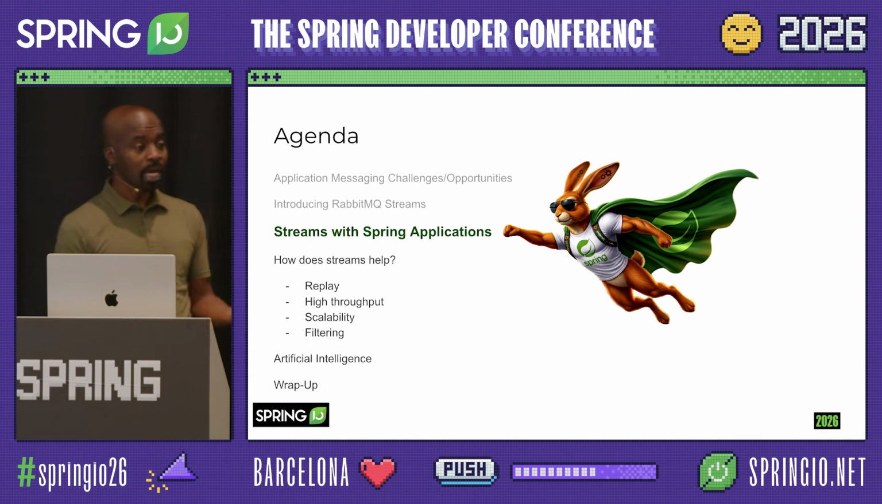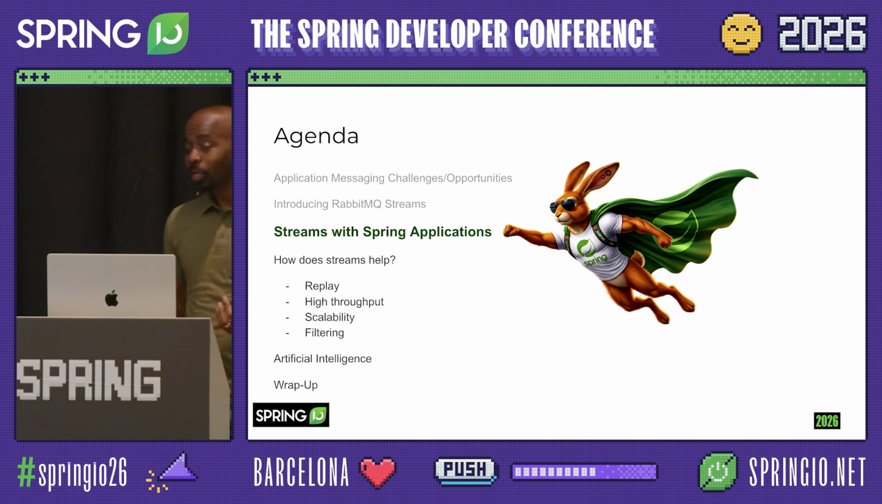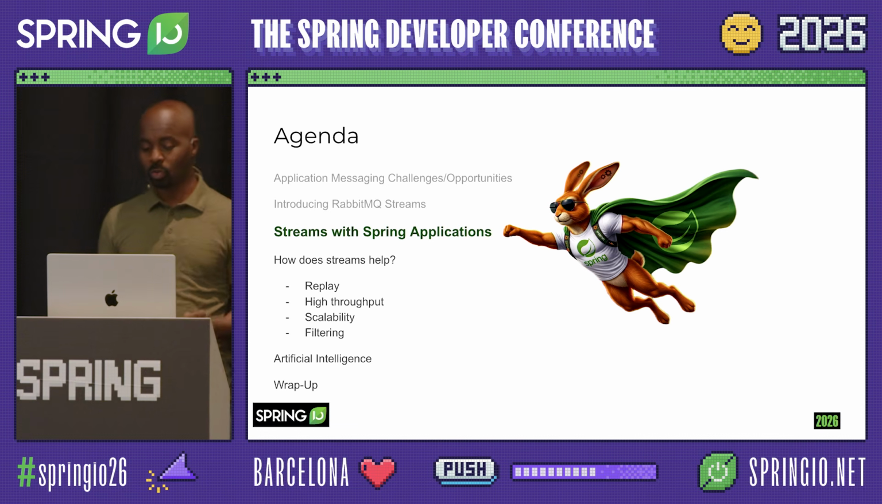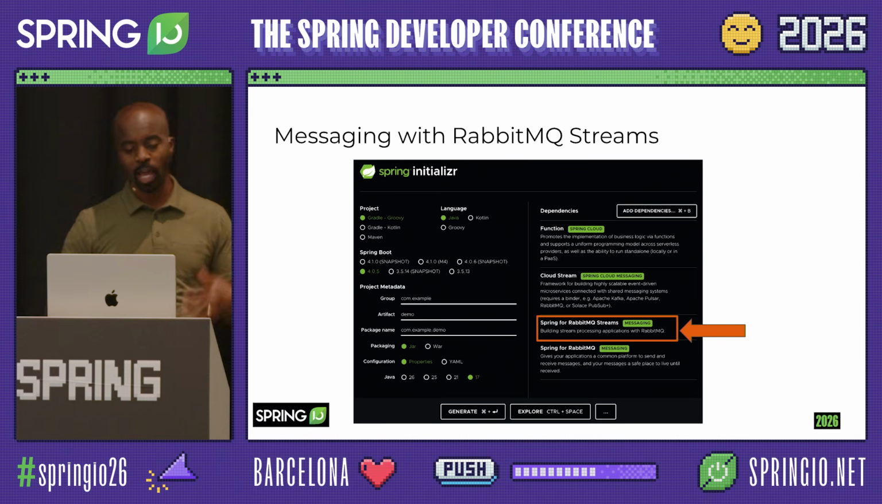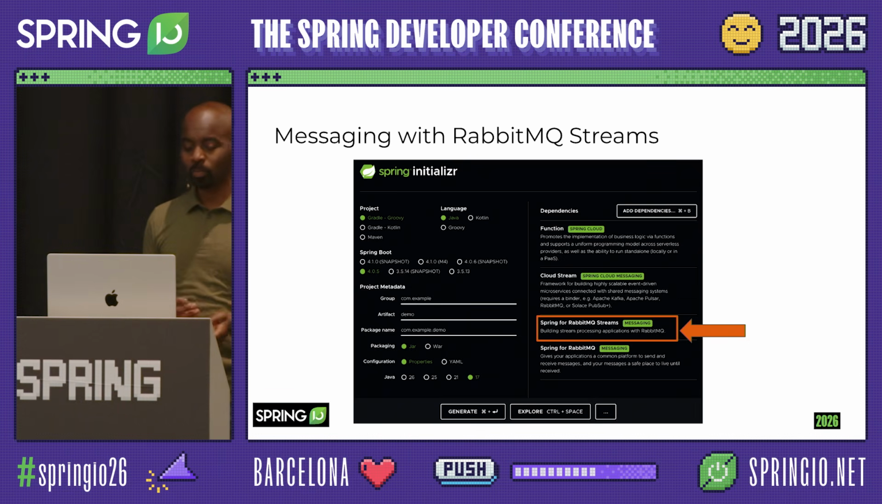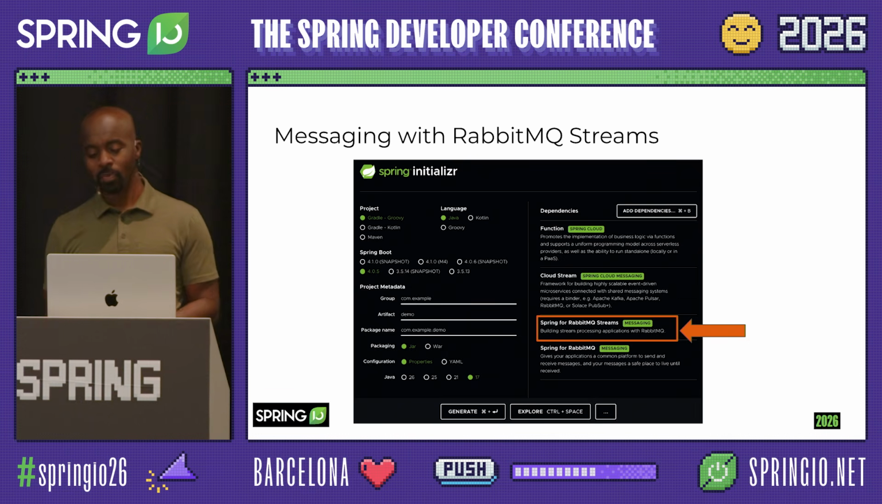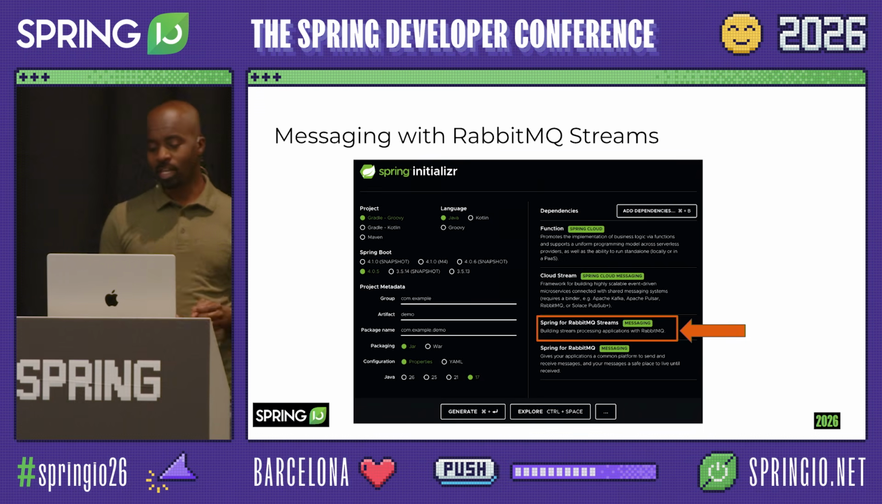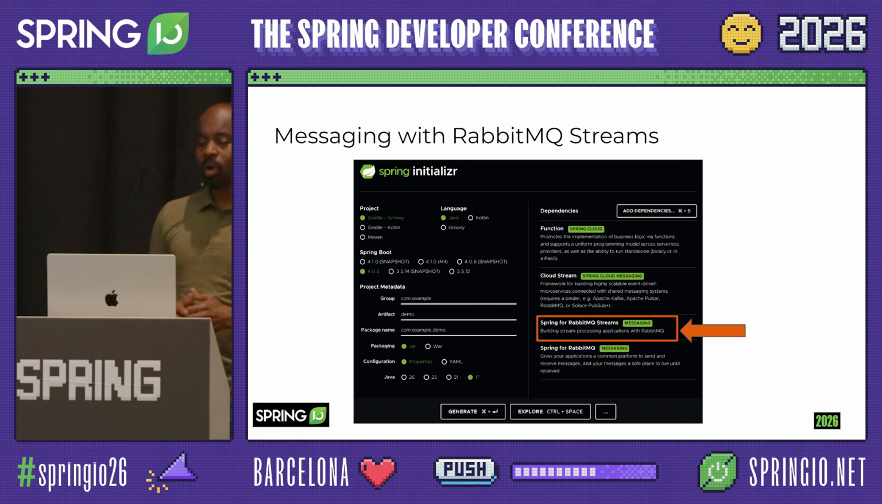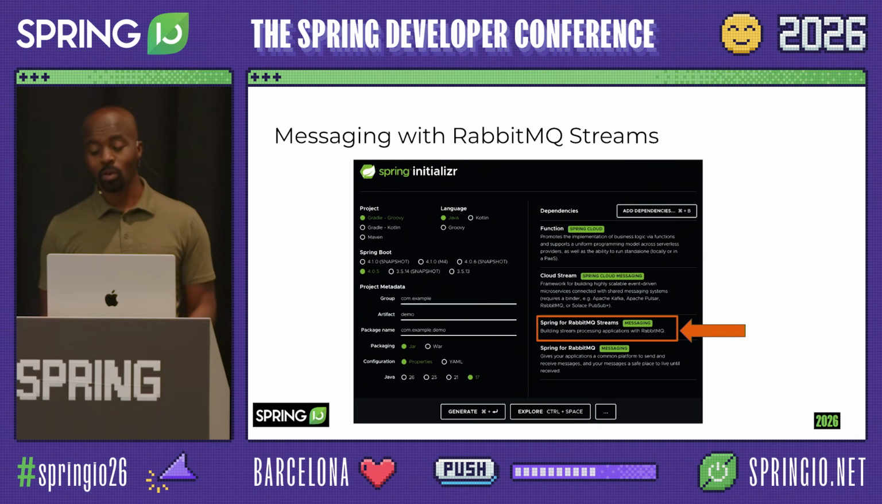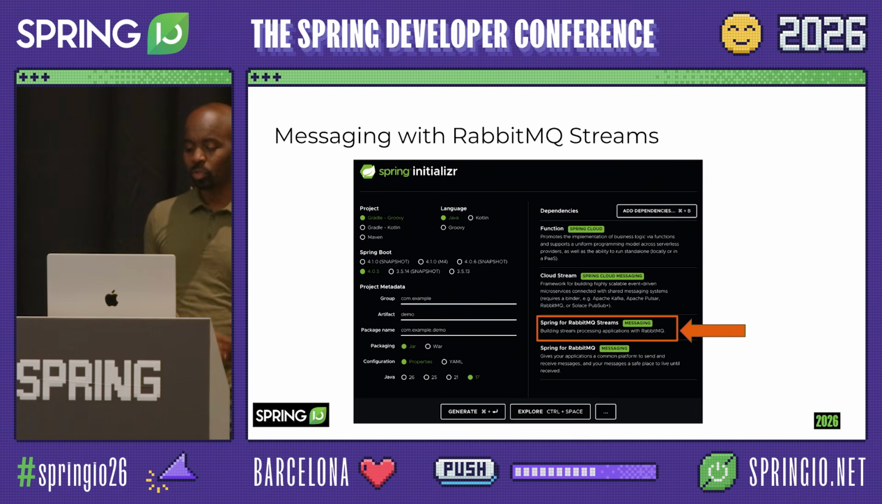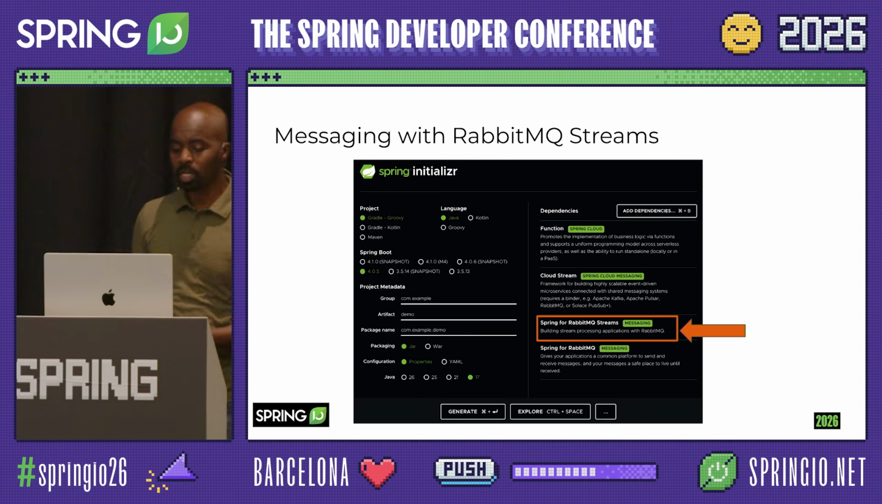Now, for Spring applications, it's super easy to get started and to incorporate streams into your apps. Just head over to start.spring.io and add these particular projects. In particular, the project Spring for RabbitMQ Streams. That's going to bring in the lower level APIs to work with Rabbit Streams.